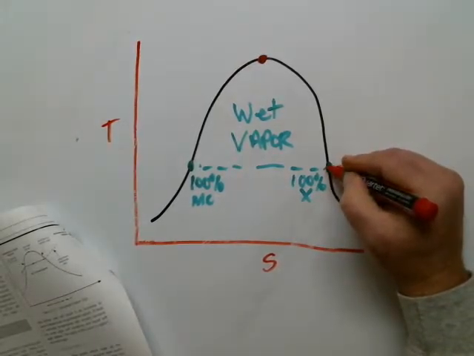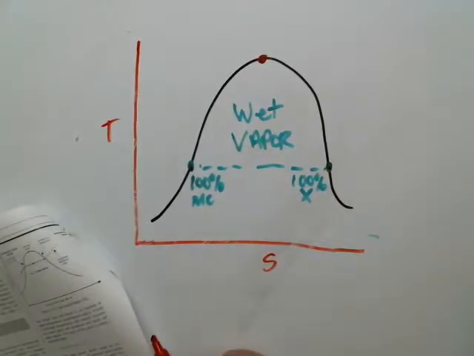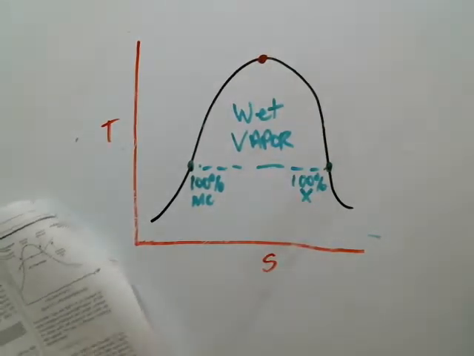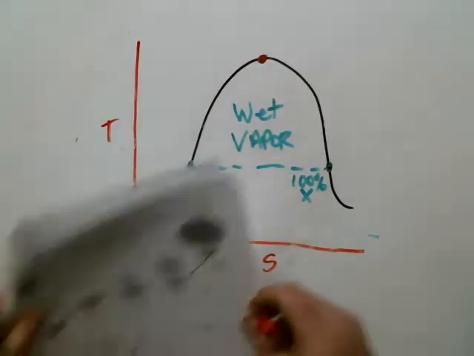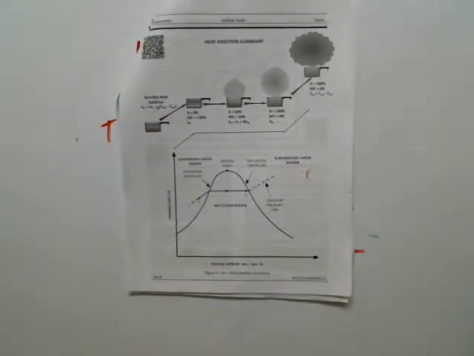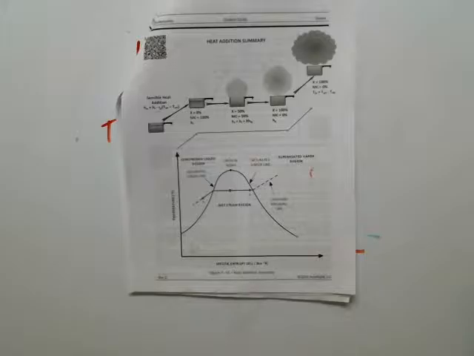If I'm on the line, on this side, I'm a saturated vapor. If I'm on the line, I'm a saturated liquid. Also, you need to be able to identify those: the vapor dome, the saturated liquid line, the saturated vapor line. What's really cool is we've included a heat addition summary right here with a very simplified version of what's going on as you add energy to 1 pound mass of water.